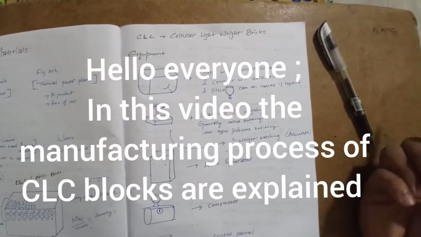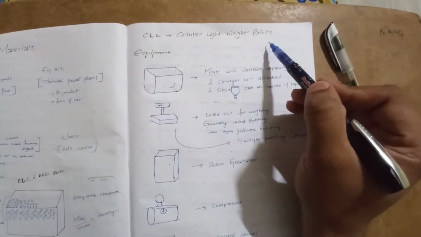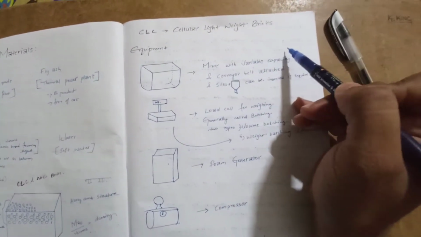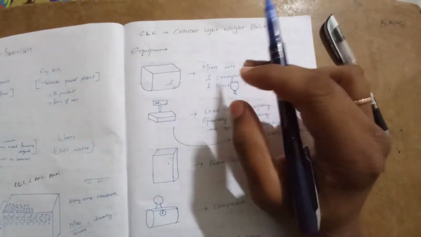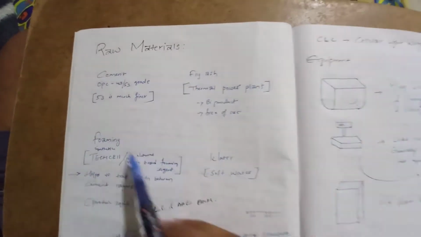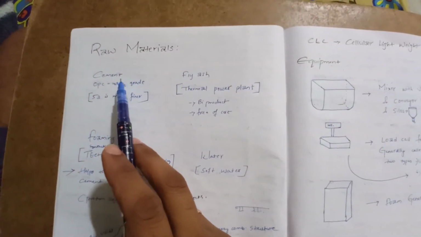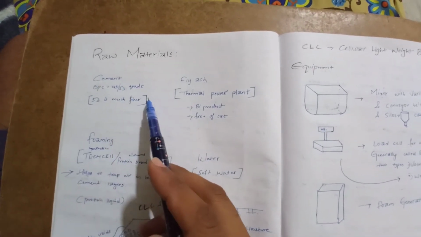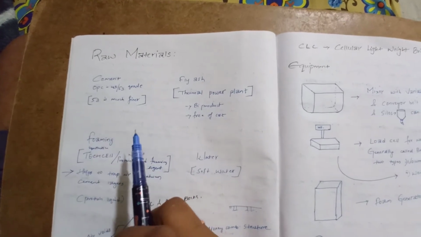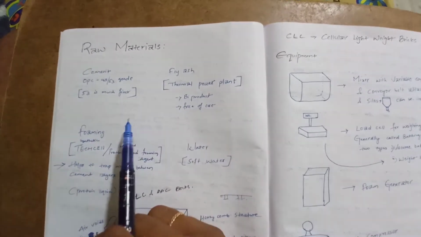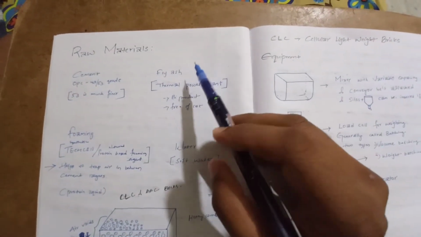Hi everyone. Now we'll be first starting with the setup of CLC blocks industry. First we'll be going with what are the raw materials we'll be using in this. When we look at raw materials, generally we'll be going for cement, which is of OPC 43 or 53 grade, and mostly we will be preferring 53, which is finer than 43, and we'll be using fly ash in this.